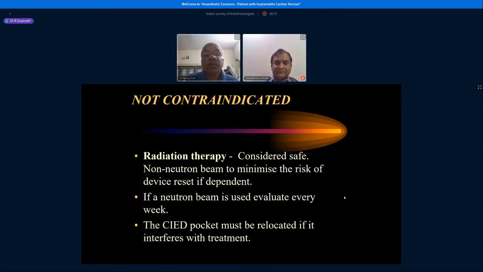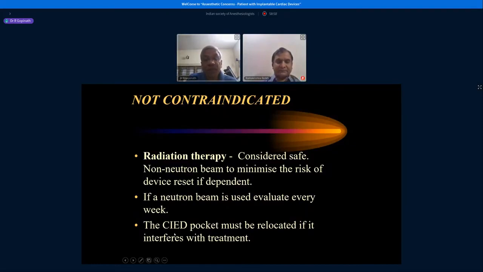The use of the following therapies, or at least some of them, is not contraindicated, because this is basically in patients with oncology. Radiation therapy is considered very safe, and a non-neutron beam is what is meant to be used so that it can minimize the risk of device reset if the patient is completely pacemaker dependent. When you are using a neutron beam, if a non-neutron beam is not available, you have to evaluate the function of the device every week.